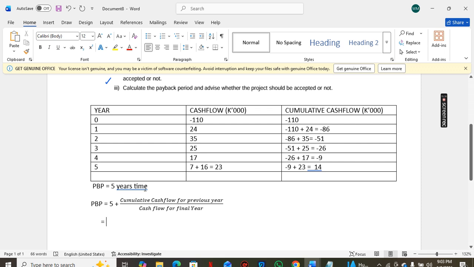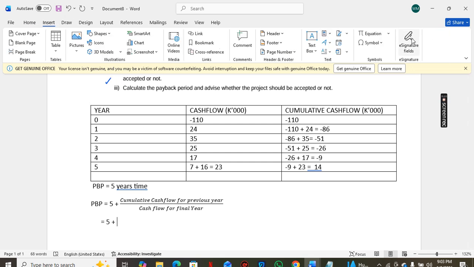Yes. So if you want to find the exact time, colleagues, I'm going to say 5 years, the payback period, when you found where you have crossed over to zero, a positive number, and you're going to add this fraction: cumulative cash flow for the previous year, which is this line, divided by the cash flow for the final year, which is 23. It's going to be 5 plus 9 over 23.